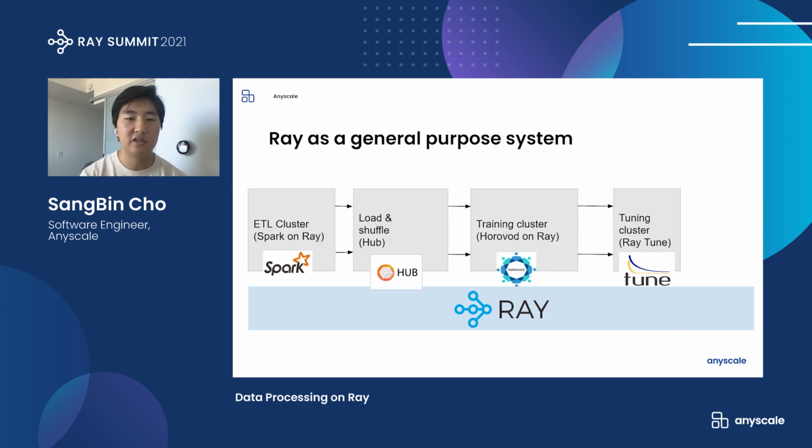All these features clearly indicate that Ray is a great candidate to be a general purpose system to simplify this end-to-end ML pipeline computation. For example, instead of maintaining clusters for different workloads, you can use Spark on Ray for the ETL job, like a data processing job. You can use the library called Hub for loading and shuffling the data. You can use Horovod on Ray for training and actually use RayTune within the same Ray cluster.